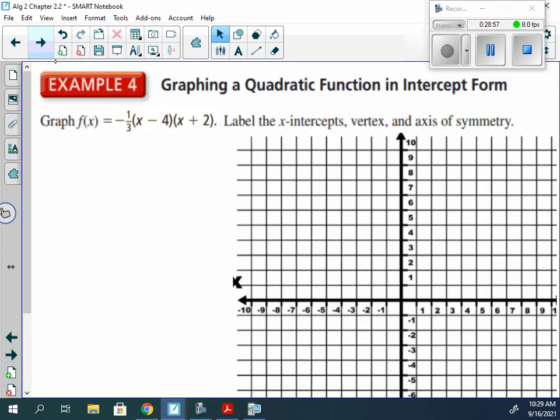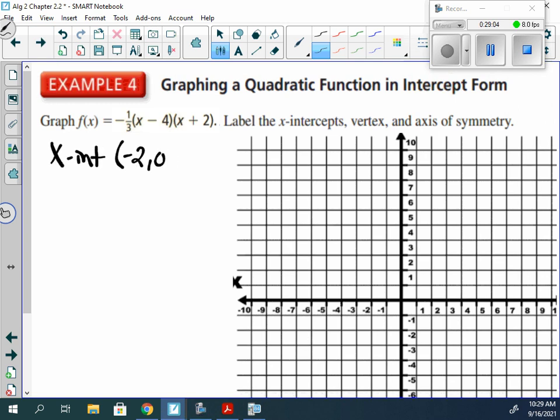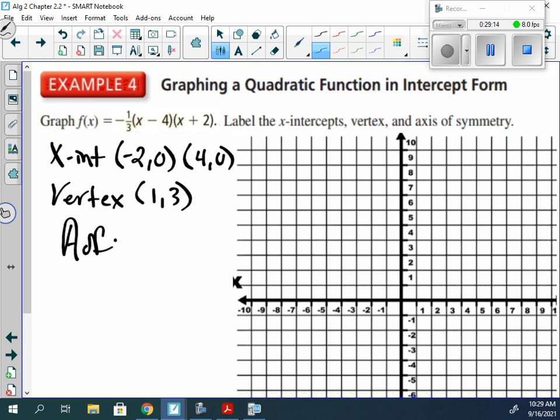So if we come back here, we figured out x-intercepts are negative 2, 0, and 4, 0. Vertex we saw was 1, 3. And the axis of symmetry is x is equal to 1. Besides graphing, did we answer everything? Yeah, that's all we need to do.